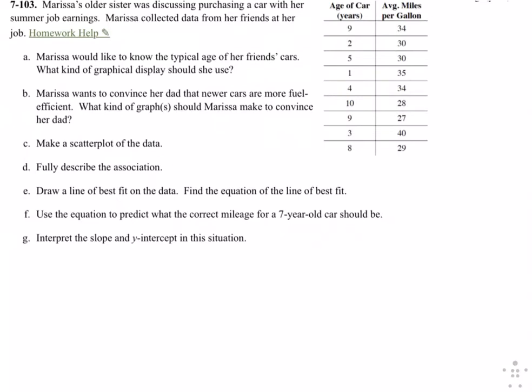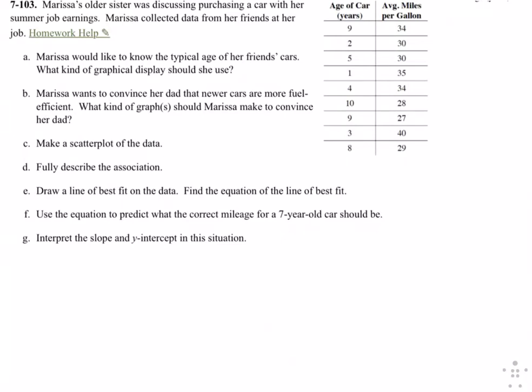So A says Marissa wants to know the typical age of her friend's cars. So like the most common ages. When you're trying to find out common ages or how things are grouped together, typically a box and whisker is going to do that. Remember, because it breaks it into quartiles, right? A typical box and whisker looks like this, and you could then see that everything is shifted up to the right. You can find information about groupings and things like that. So for A, I'd say a box plot or a box and whisker works the best.